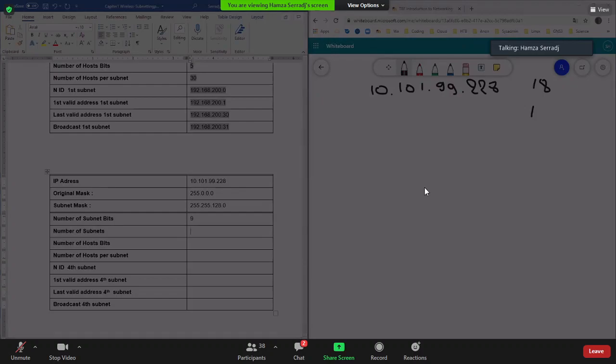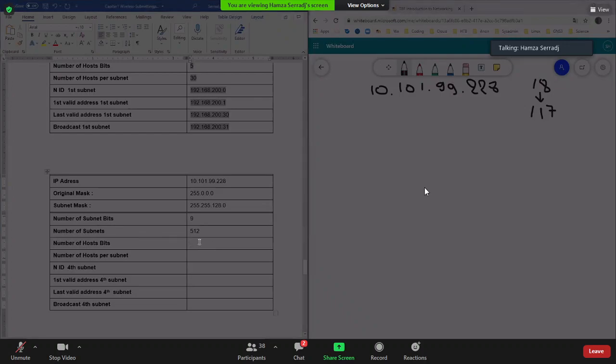Number of subnets is 2 power 9. That's gonna give us, I think, 512, if I'm not wrong. So you're gonna have 512 subnets. And of course here it will be /17. Okay, so from /8 we jump to /17.